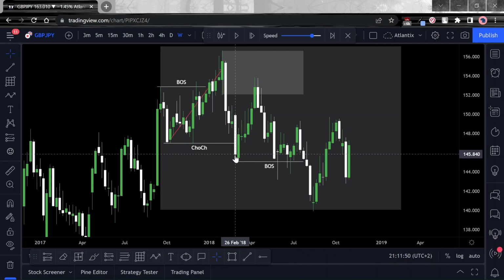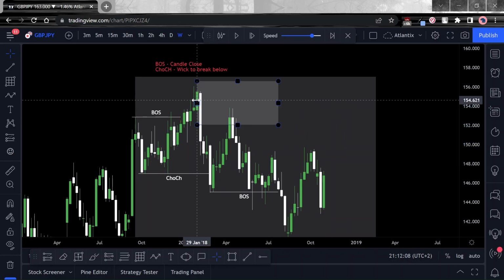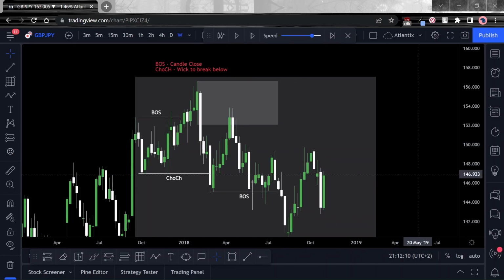Now, if this candle had not closed below, we'd still be happy because the number of candles it took to cover all this shows that there's enough selling momentum for the trend to change, which is what happens in this case. So even if this candle doesn't close below, it's still fine. So when it's a change of character, we're happy to look at wicks.